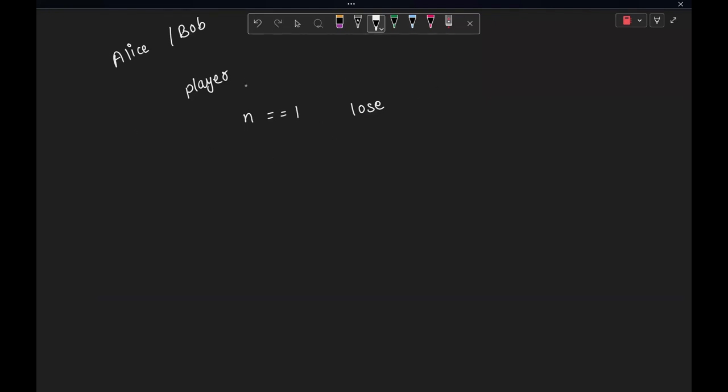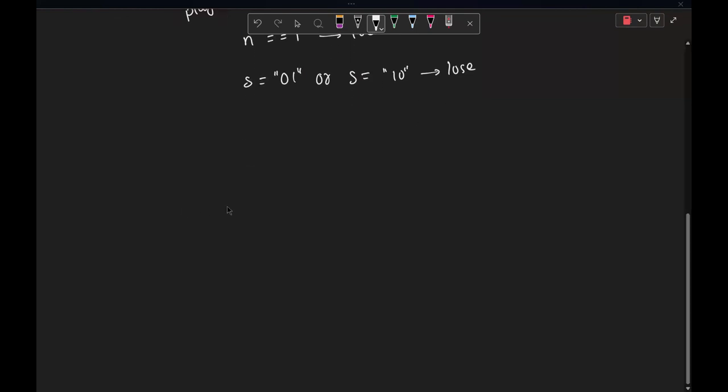So if the string was having length 1, then the player was losing. And if the string is either equal to 0, 1 or the string is equal to 1, 0, in both these cases also, the player is losing, whoever is having his turn.